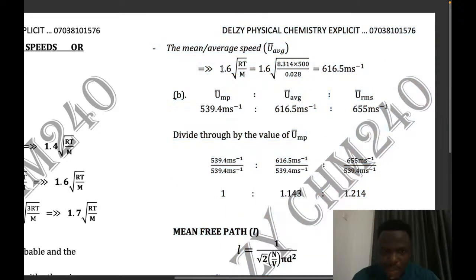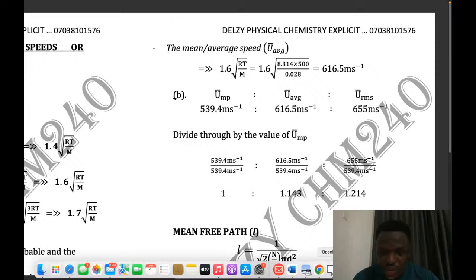Now, this is the average speed, 1.6 square root of RT all over M. So if you put your R, 8.314, times your T is 500, your M is 0.028, you multiply it by 1.6. This is what you're going to have as your answer. All right. Now, having seen these formulas, let's quickly go back to our board so that we can solve for that of oxygen.